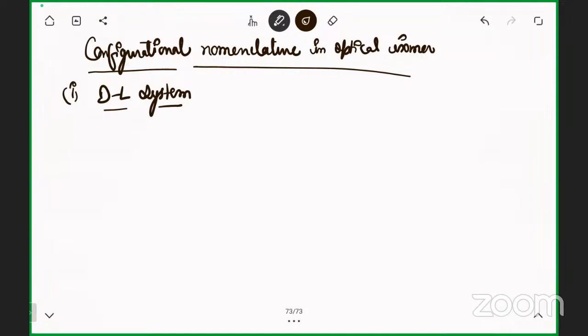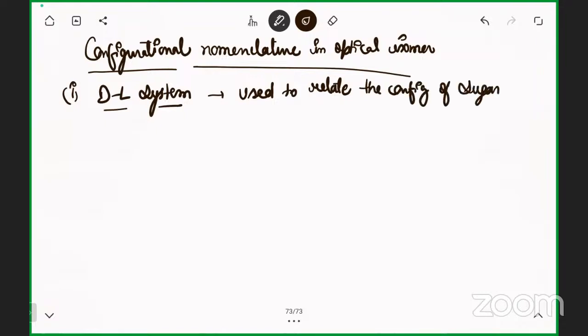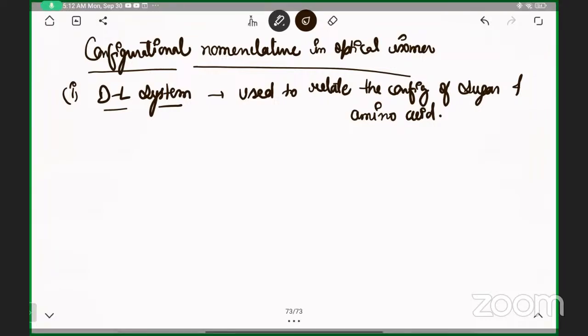So this particular method is used to relate the configuration of sugar and amino acids. Sugars, we are talking about the saccharides, so you can say we are talking about the carbohydrates.